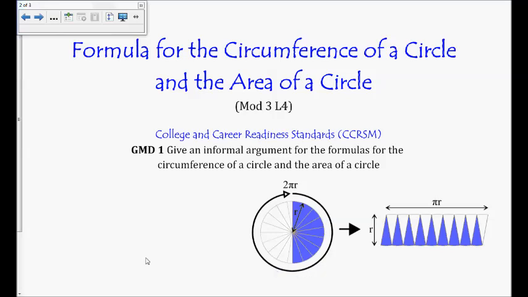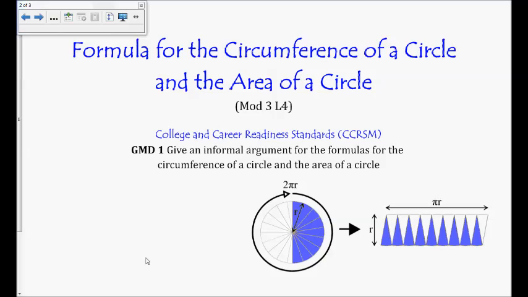Our next lesson is about the formula for the circumference of a circle and the area of a circle. And this will go along with Module 3, Lesson 4 in Engage New York. But I wasn't really happy with the materials in your student materials, and so I'll largely do this without using the Engage New York materials.